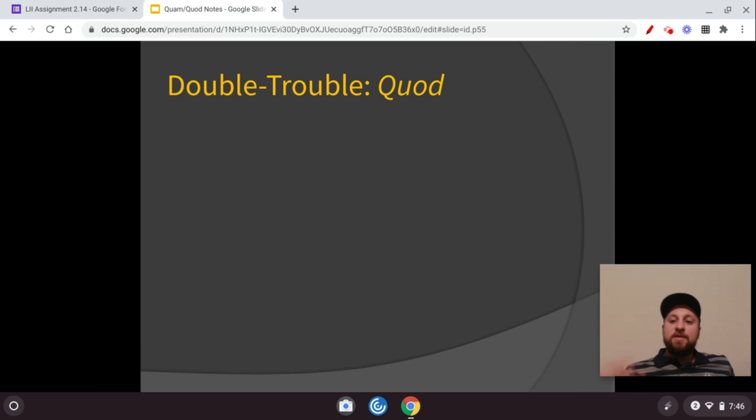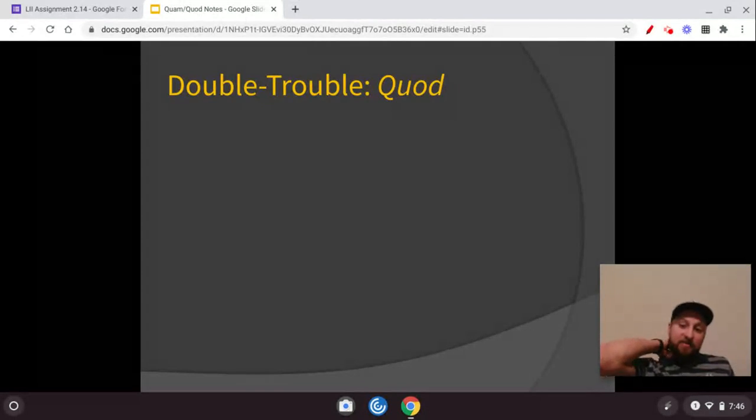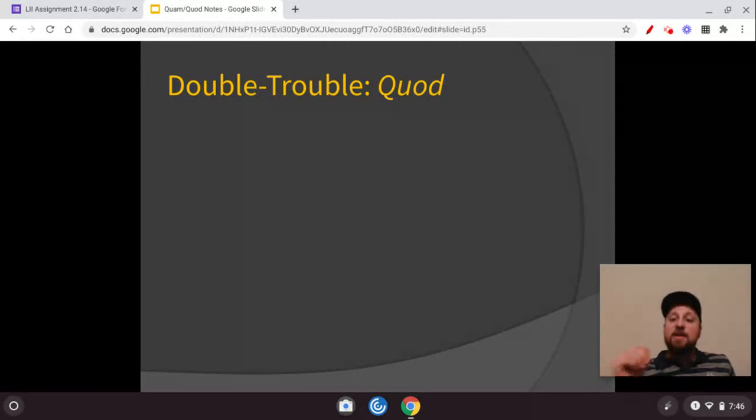What's up, people? Just a quick overview of our notes for our second language topic. And really, the second language topic here, quod and quam, are built out of the relative pronouns. Both quod and quam, we find out this stage, are relative pronouns.